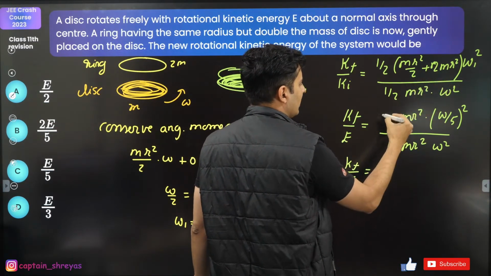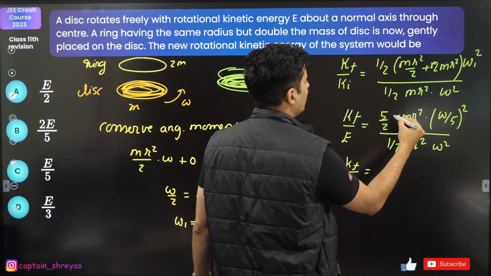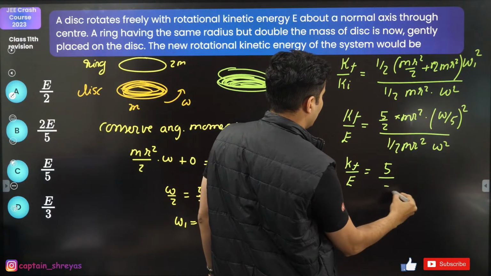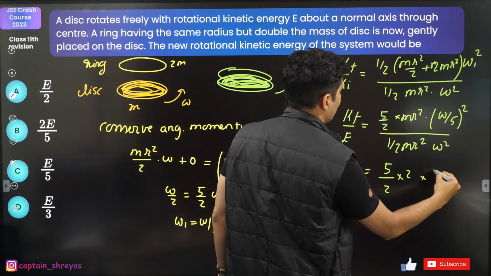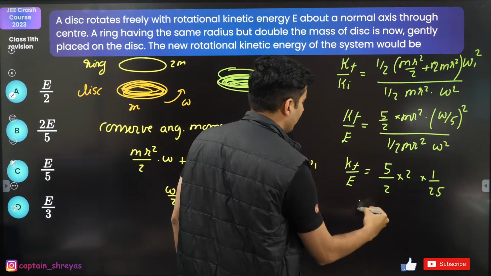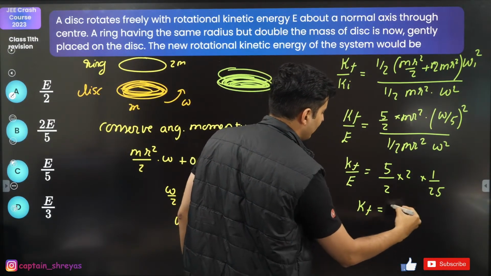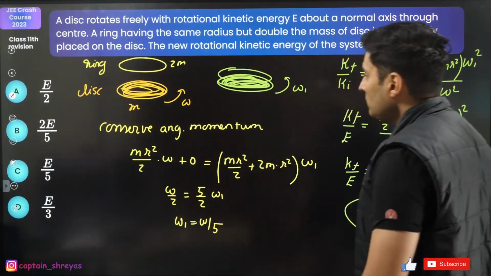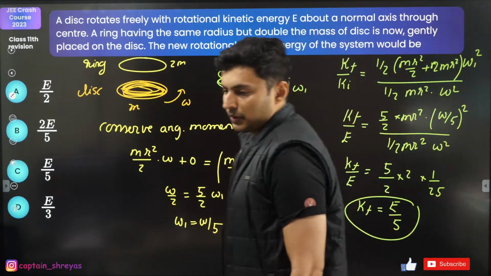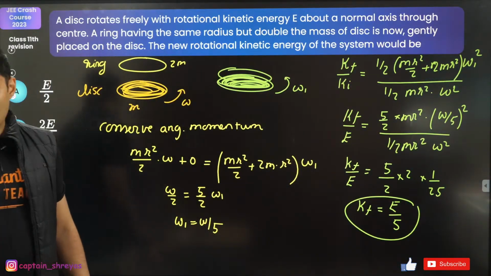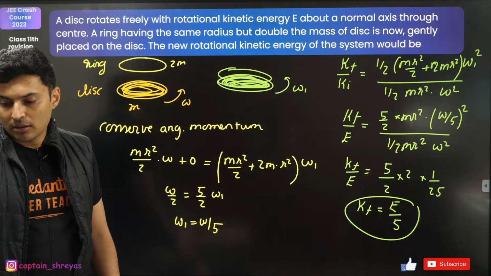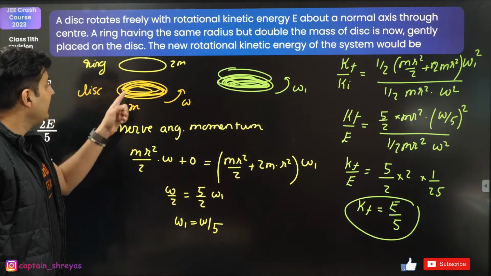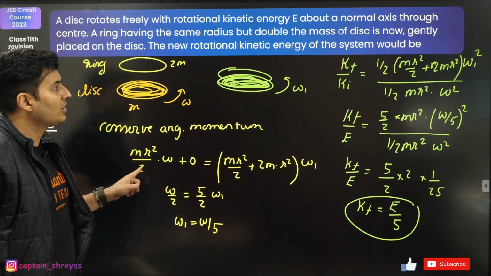Half plus 2 is 2.5, so that is 5 by 2. 5 by 2 into mr square, that should be correct, and this will be 5 by 2, this goes on the top, and this will be 1 by 25. Now check if the final kinetic energy, the 2 cancels, 1 by 5 will be remaining, is E by 5. Check if it is E by 5. Yes, it is E by 5. Correct. The denominator here, mr square by 2 in the denominator, no. Final by initial. So initially there was only the disk which was rotating. So the disk had a moment of inertia of mr square.